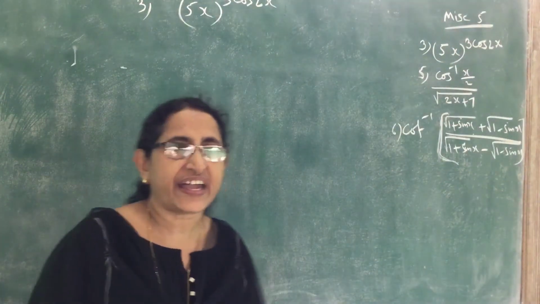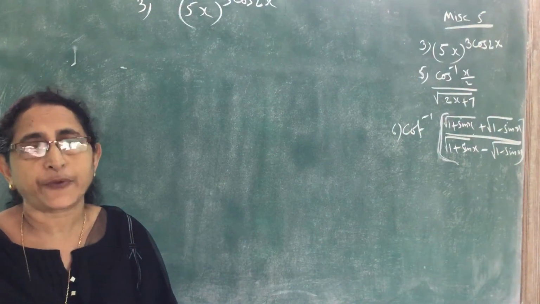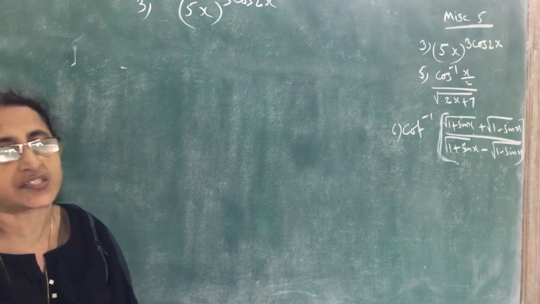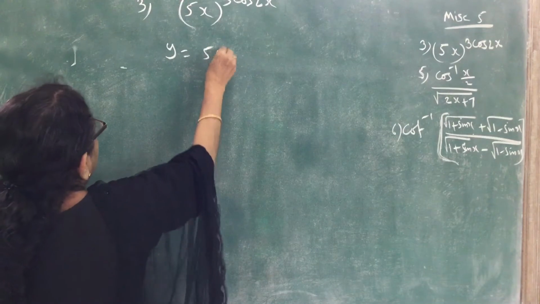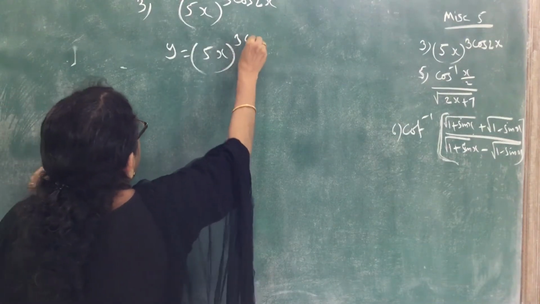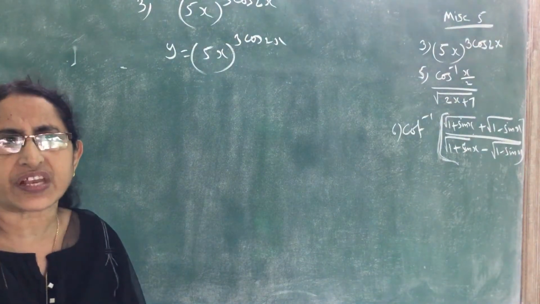Miscellaneous exercise 5, third one. (5x) all raised to 3 cos 2x. We have to differentiate this function with respect to x. So we can take this function as y equal to (5x) whole raised to 3 cos 2x. So this is the given function. We have to differentiate with respect to x.